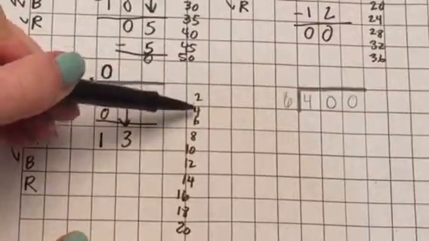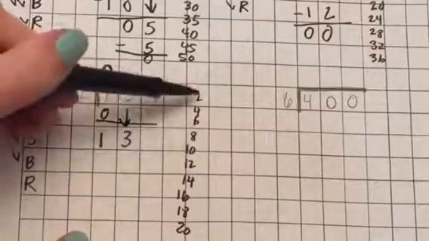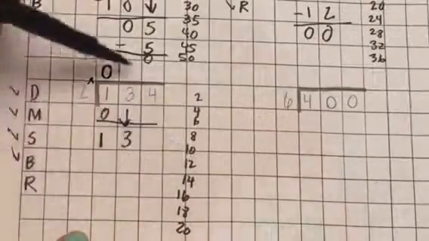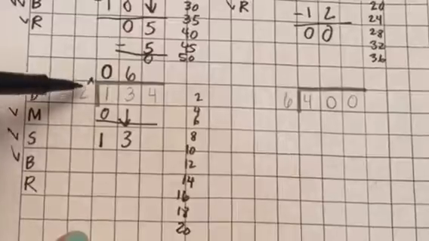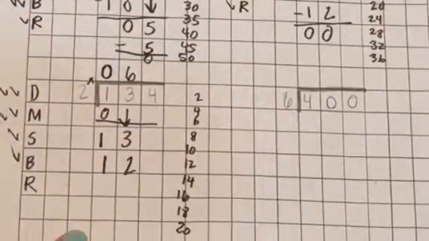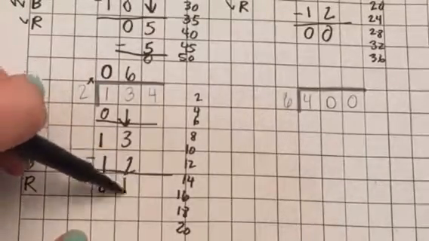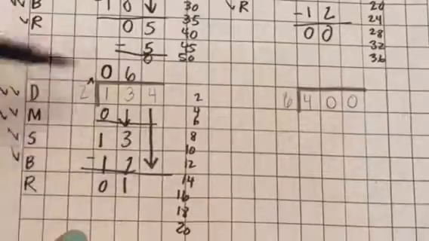How many times can 2 go into 13 without going over? I'm going to look. Okay, it's smaller. 14 is too big, so I'm going to go back here. So 1, 2, 3, 4, 5, 6. 2 times 6, I can go right back here. It tells me it's 12. And I'm going to subtract. 3 minus 2 is 1, and I'm going to bring down that 4.